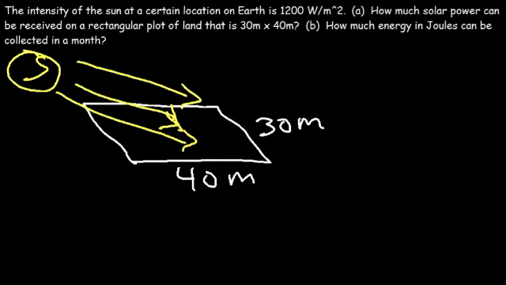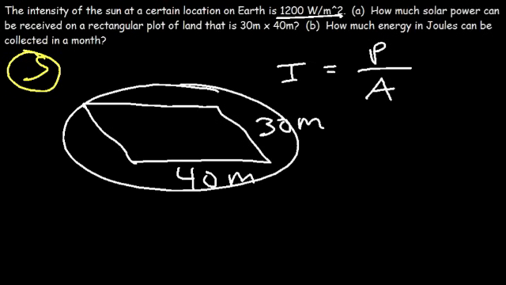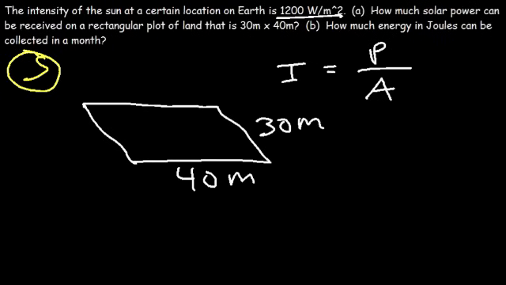So we're looking for the power in watts. How can we find the answer? And we have the intensity. So we know that intensity is power divided by area. In this case, we don't need a surface area of a sphere. What we need is just the area of the region that receives the solar light. In this case, the area of a rectangle. So power is intensity times area. If you multiply both sides by A, you'll get this equation.